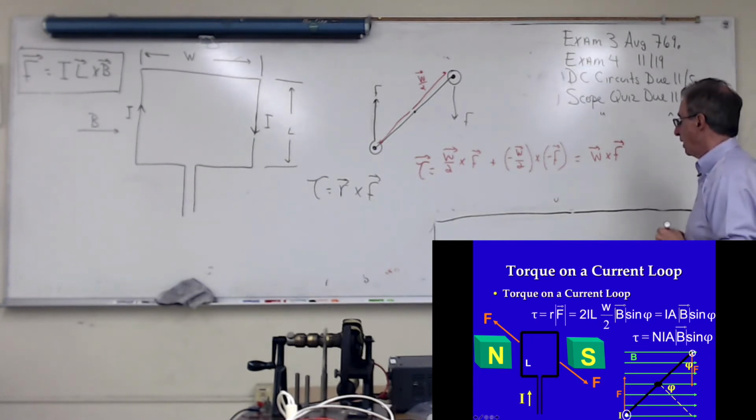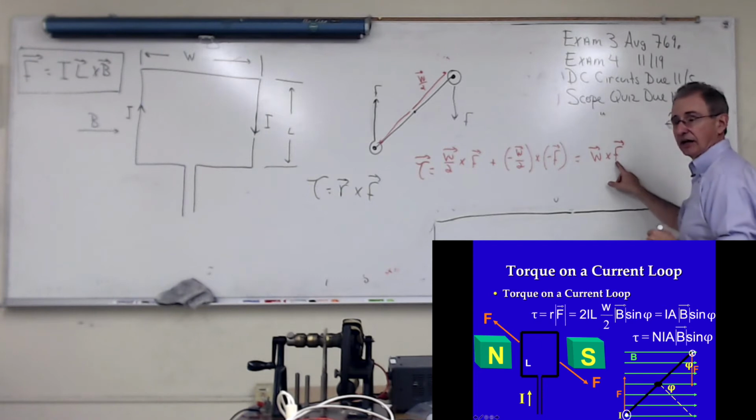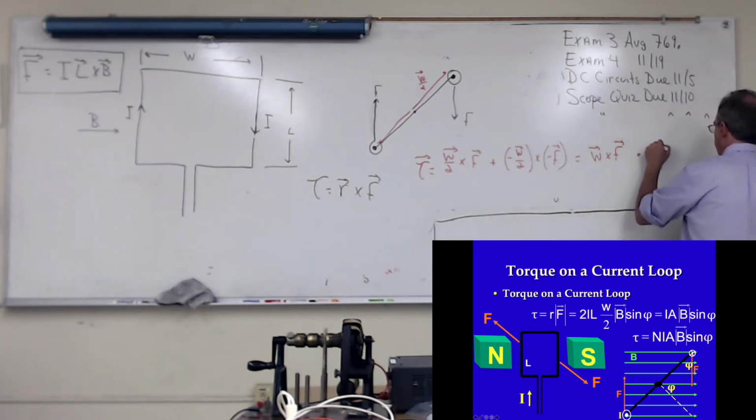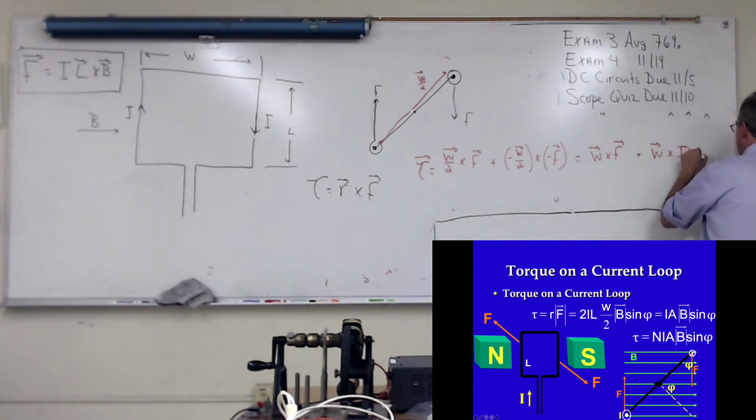Let me do it another way. Right, the F is the ILB. So I'll write it like that. So it's actually hard to determine. It's really hard to look at this in terms of what the direction of the vector should be, because this is a cross product.